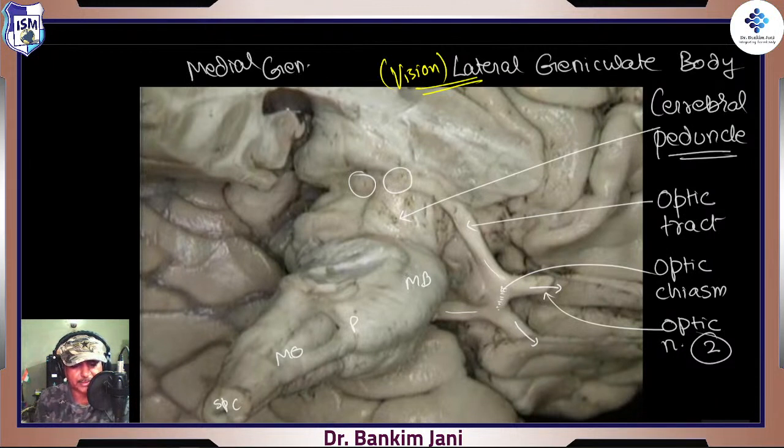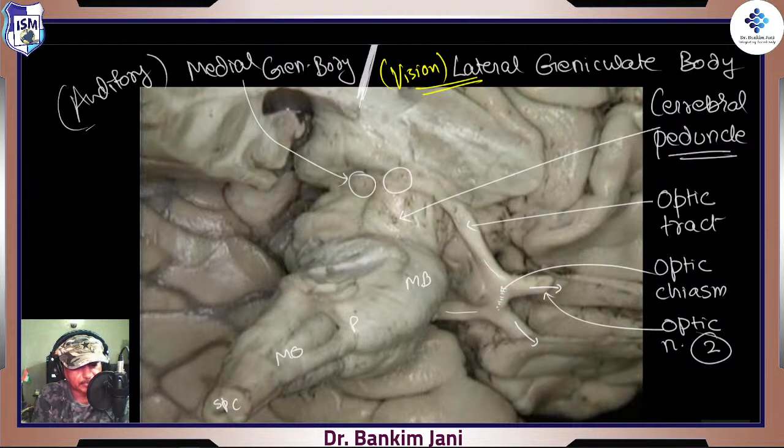I'll just write gen body, right? It is the medial geniculate body. So no confusion, right? So that is the medial geniculate body, because the medial geniculate body is associated with auditory, right? So this is with auditory. So we learned a few extra things in this.